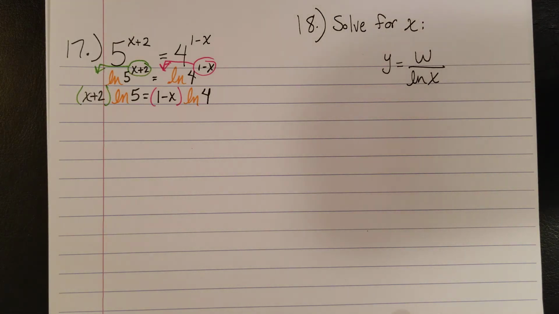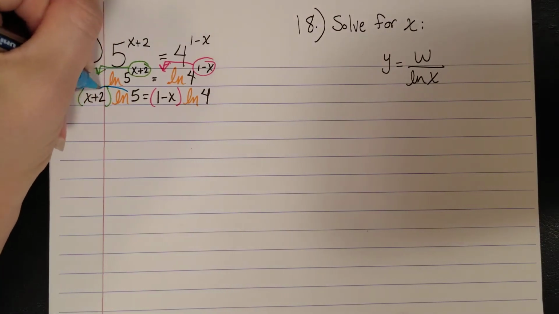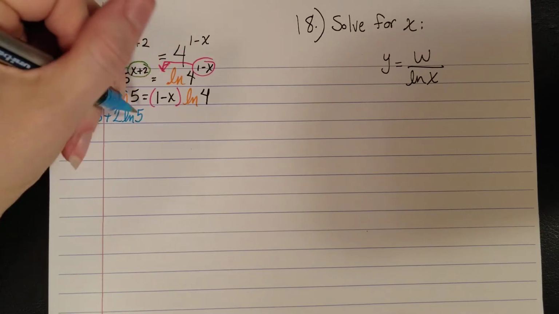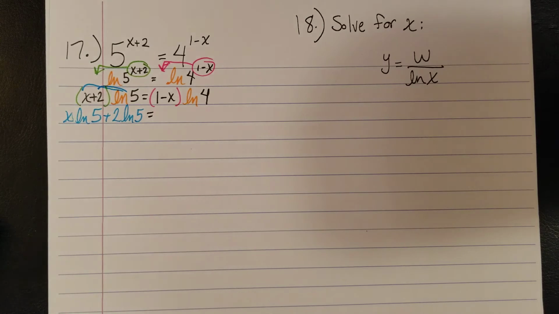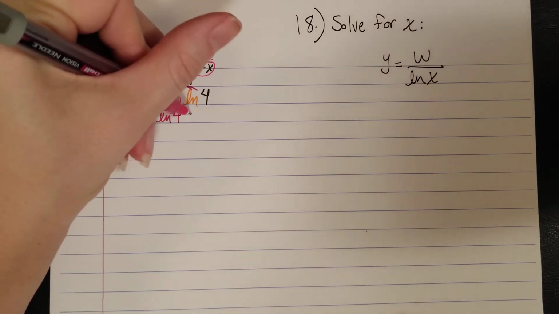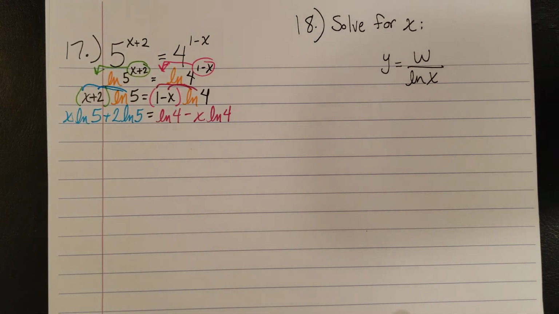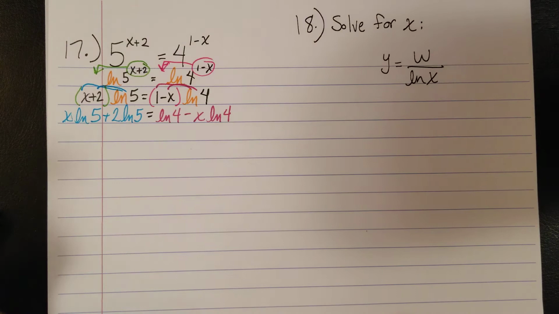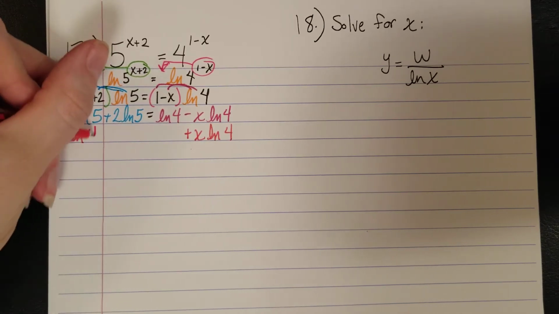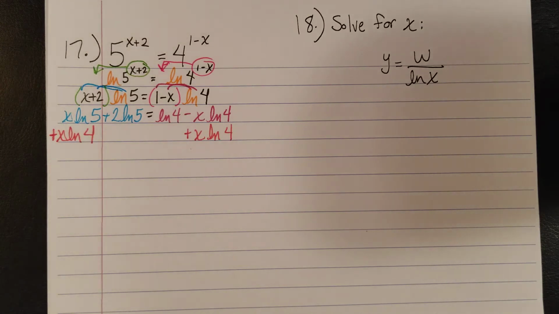So I'm going to distribute. That's going to be x ln 5 plus 2 ln 5 equals, and then I'm going to distribute, so that's going to be ln 4 minus x ln 4. Now what we need to do is have all of the terms that have an x with them over on the left side and the other terms that don't have an x over on the right side. That means I'm going to add x ln 4 to both sides. At the same time, I will subtract 2 ln 5 from both sides.